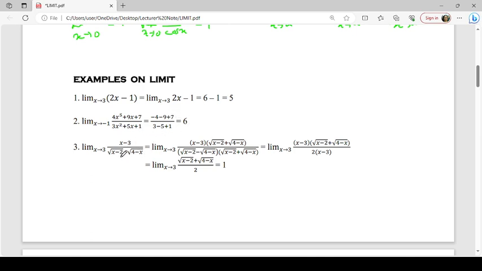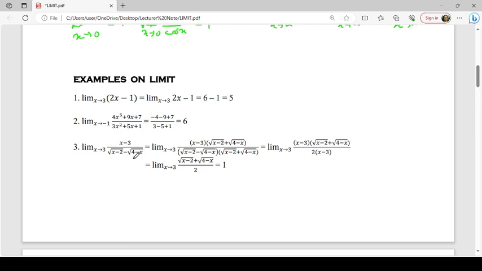This one we see, when we write 3 here, then 3 minus 2 is 1, 4 minus 3 is 1, so 1 minus 1 is 0. So the denominator cannot be 0. So we do some calculations. If we assume this as a minus b, we multiply by a plus b, so that we get a square minus b square.